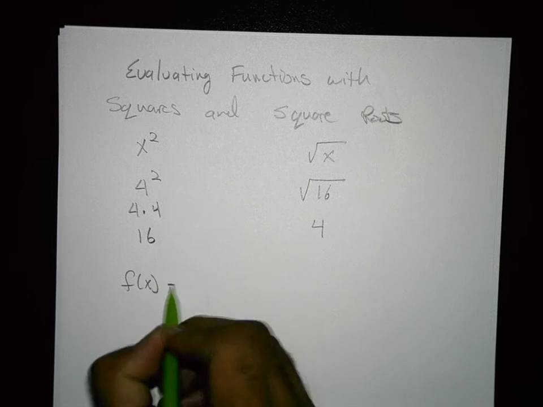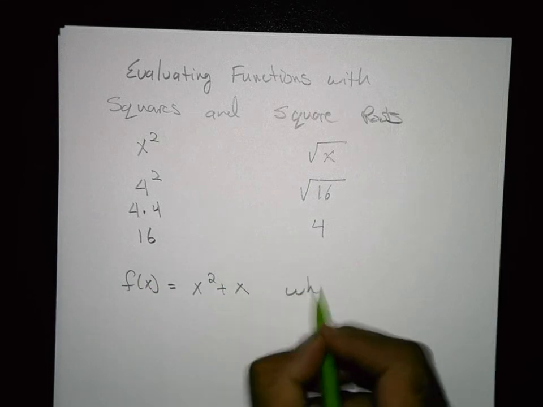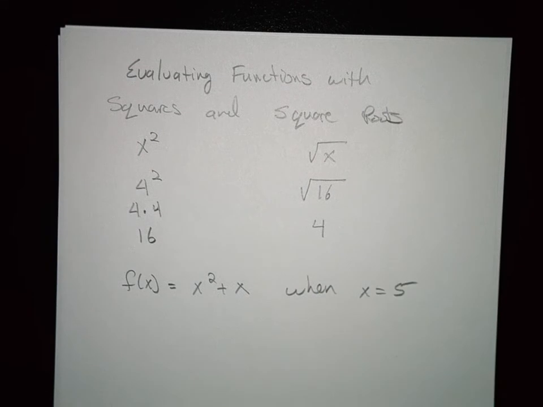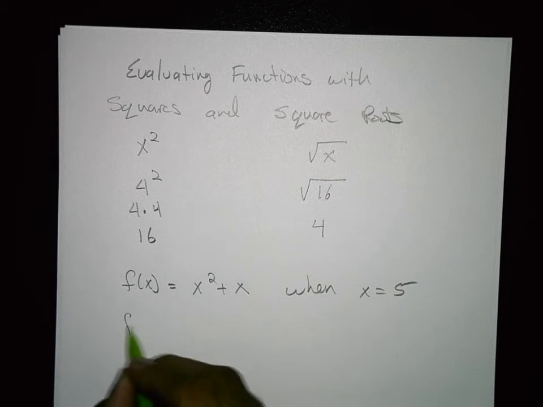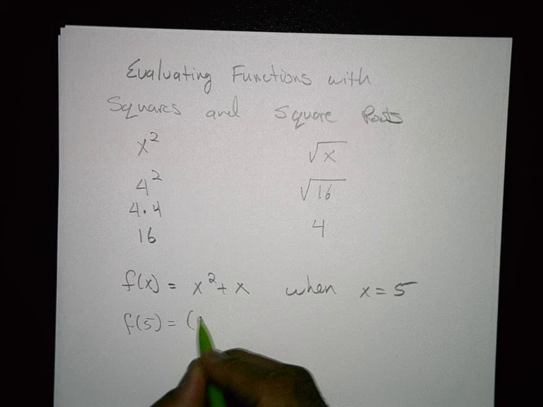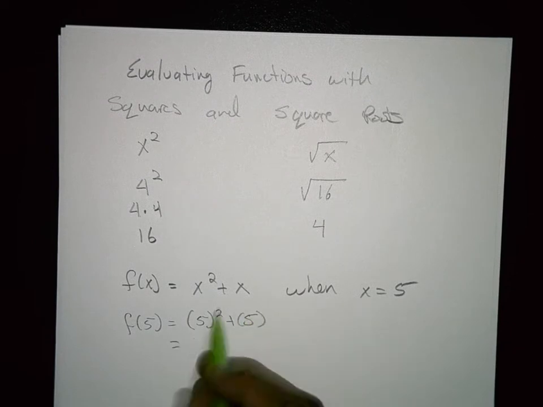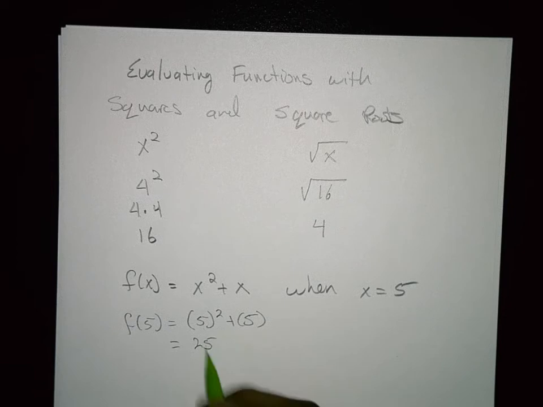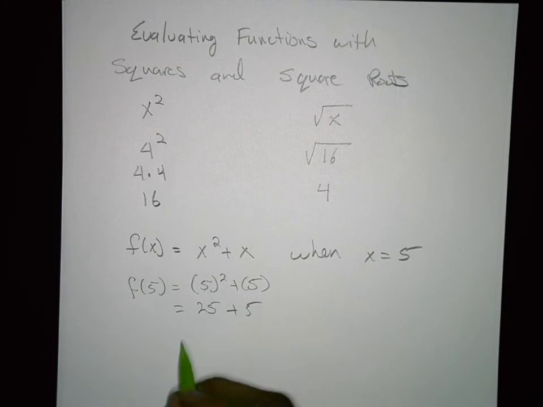If I said f of x equals x squared plus x when x equals 5, all I'm going to do is plug in and do substitution for the 5. So f of 5 is going to be 5 squared plus 5. Then I follow my order of operations. This means take 5 and multiply it by itself. 5 times 5 is 25, plus 5, and the answer is 30.